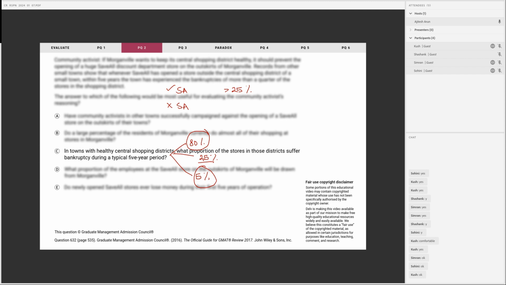Quick check. Let me know if you guys are comfortable with why option C is correct. Option C is helping us compare the information that the community activist has given us with the natural bankruptcy rate.